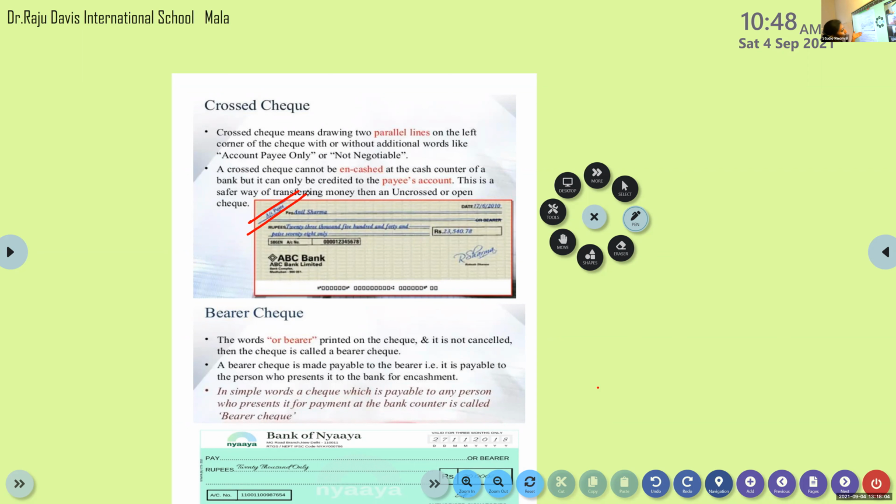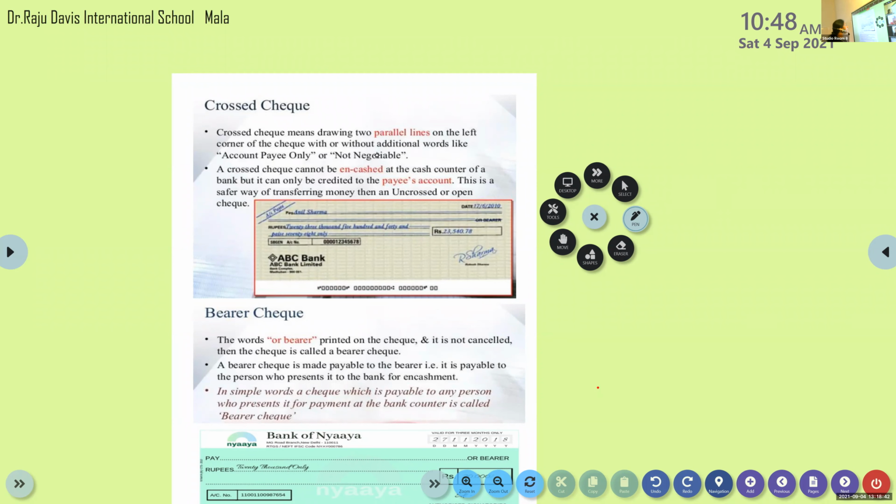In the case of bearer, whoever takes the check to the bank, they are encashed. They'll get the money, which is the riskiest one. So if it is crossed, then the money is transferred only to the account. It is only through the account the dealing is done. Okay, that's it. That is crossed check. Crossed check means drawing two parallel lines on the left corner of the check. Okay.